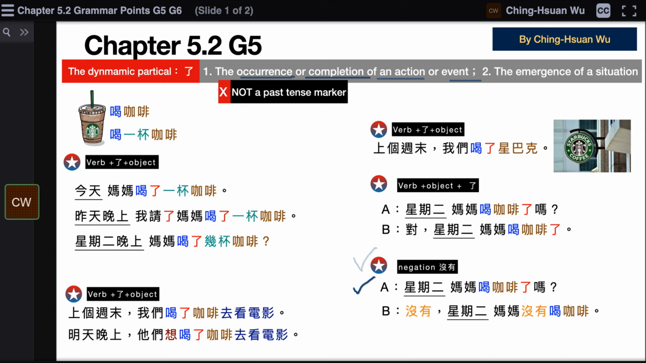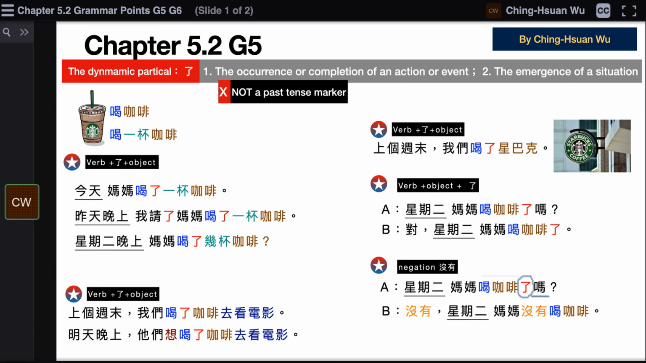For example, 星期二，妈妈喝咖啡了吗? This is the same sentence with this one. Tuesday, last Tuesday, mother, 喝咖啡, to drink coffee. Completed. Ma, yes or no question marker. Last Tuesday, did mom drink or not drink coffee?